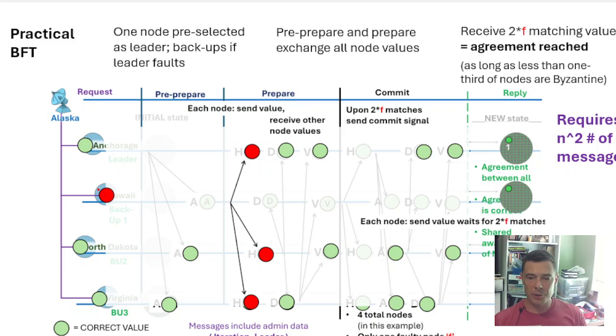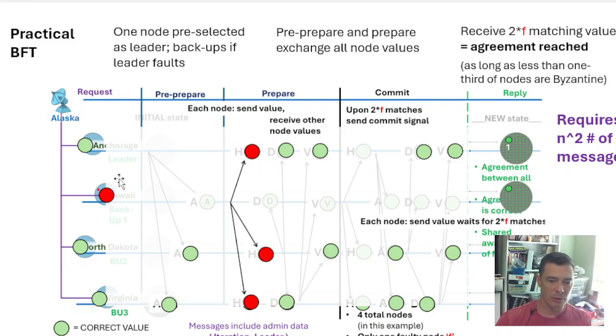So the practical BFT is a feasible solution. It requires n squared messages, n being the number of nodes, or just slightly more than n squared. You can look at commit here. This is where the n squared comes from. And if you recall from the first BFT solution, we had this n squared phase, but there was a phase for every node that was present, hence the n cubed.